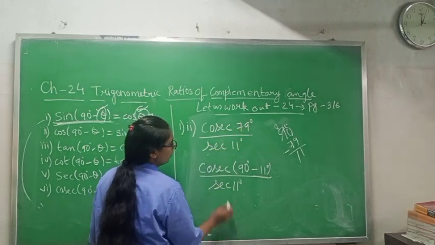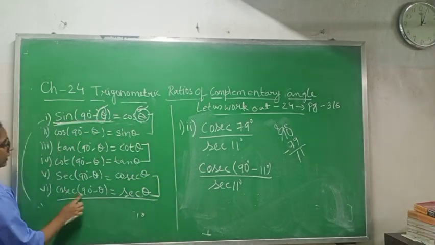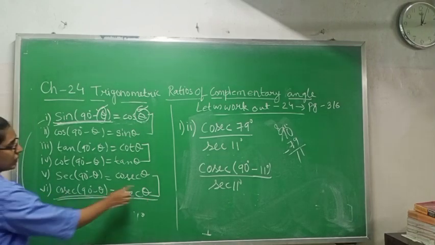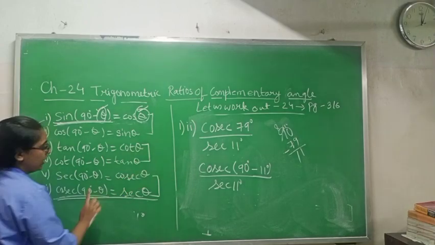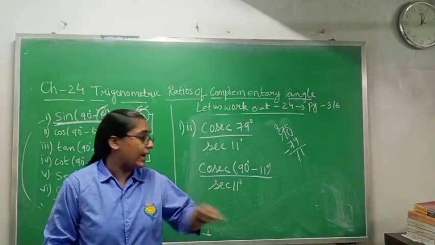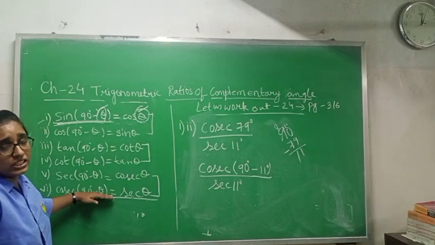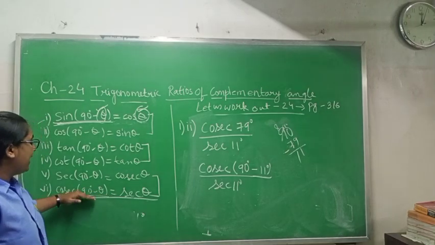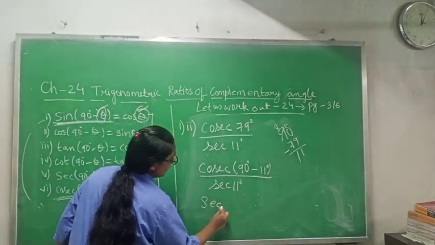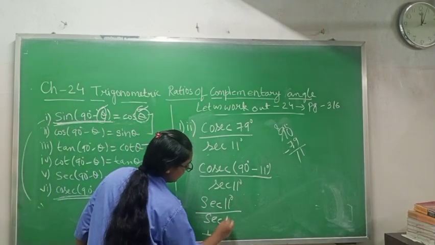So what will you write? Cosec(90° − 11°). Which formula? This one: cosec(90° − θ) = sec θ. Only the angle is different. Here I am getting 11°, and in the formula the standard angle is θ. So in place of cosec(90° − θ), I can write sec θ. Theta is 11°, so sec 11° by sec 11°.